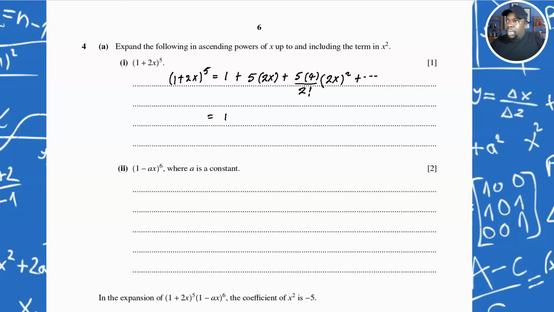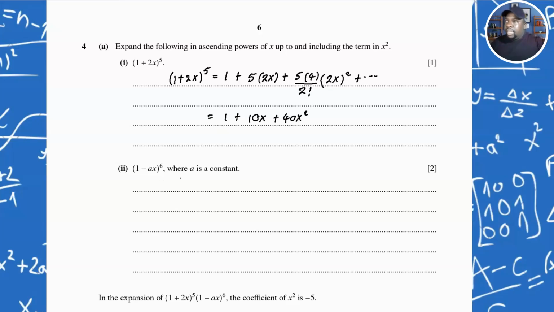So this is going to be 1 plus 5 times 2x, that's 10x, and here 5 times 4, that's 20. 20 divided by 2 factorial is 10. 10 times 2 squared is 40, so we have 40x squared here. So this is what we get on part 1.